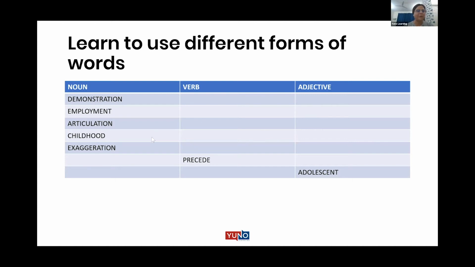What about childhood? Yes, Harish? Childhood, children. Childhood cannot be a verb or adjective. Children is a different word, and that's also a noun. How do we use the word childhood in a sentence? Please use it. Childhood.